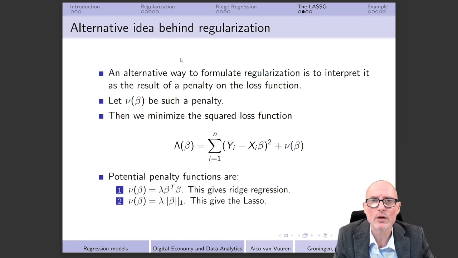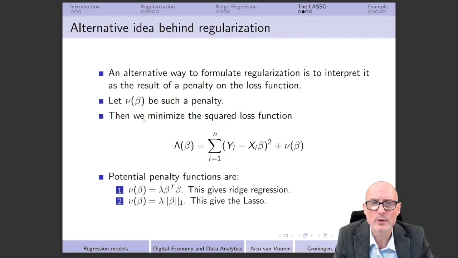However, there's also an alternative way to formulate regularization, and that is to interpret it as a result of a penalty on the loss function. Let's assume that there is some kind of penalty on a loss function, and we're going to denote that by this new beta that is over here. And in general, we can expect that the larger the betas are going to be in absolute values, the larger also is going to be this penalty.